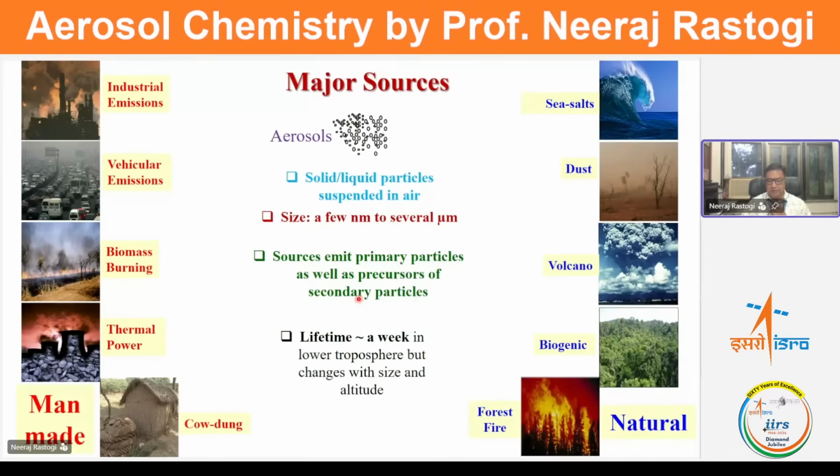If we talk about the lifetime of aerosol in the atmosphere, especially in the lower troposphere, it is just about a week. In a week, by some mechanism, it comes out of the atmosphere. But it is not always a week; it changes with the size and altitude. Very big particles are removed very fast, very small particles are also removed fast, and fine-size particles remain for a longer time. And altitude-wise, if somehow you can reach the stratosphere, then aerosol can stay there for years. But within the lower troposphere, it is just a week.